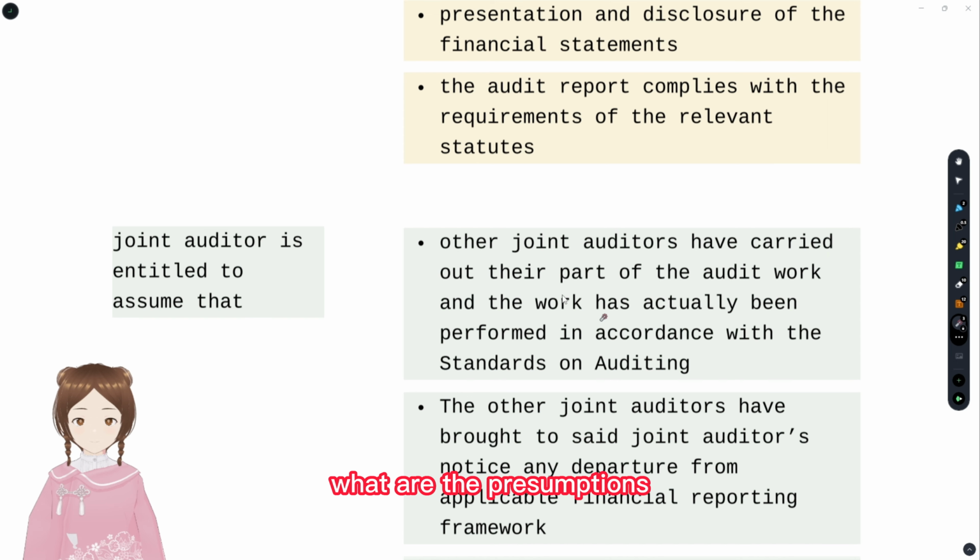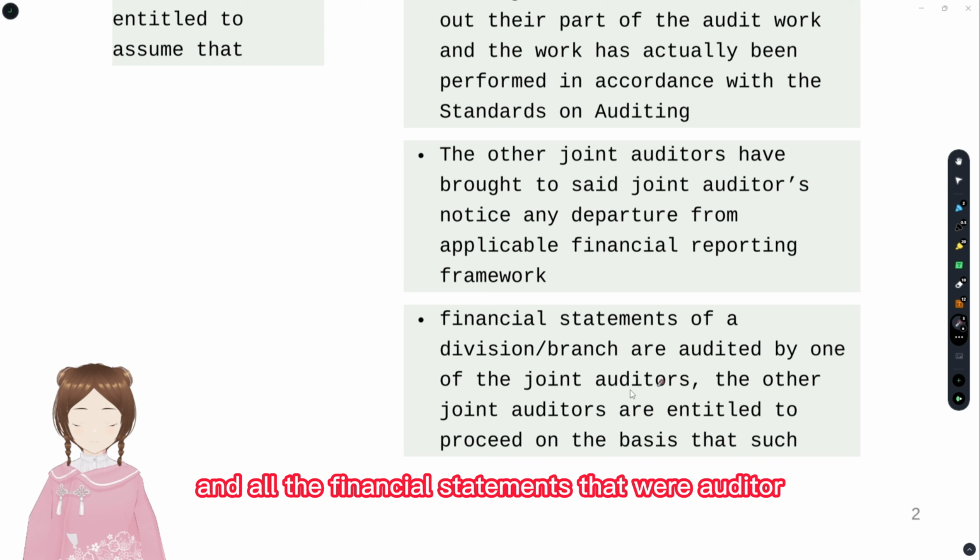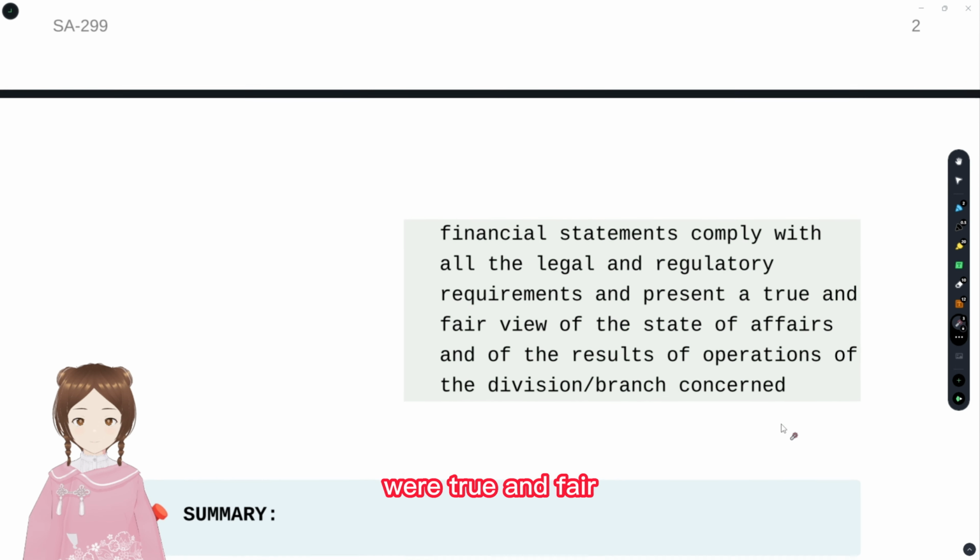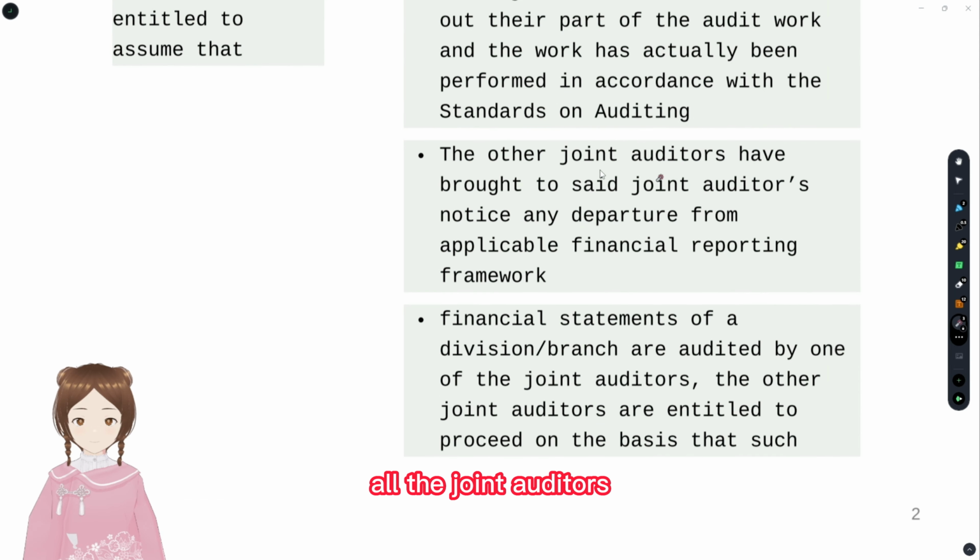And with that said, what are the presumptions? That the others had done the work as per standards on auditing, and all the financial statements that were allocated to other joint auditors were true and fair, and all the joint auditors had brought to said joint auditors' notice any departure from AFRF.